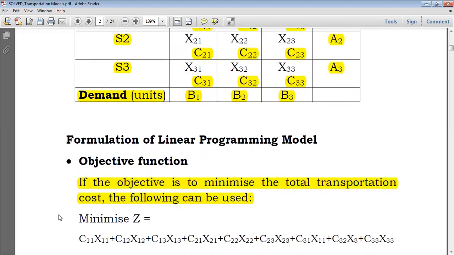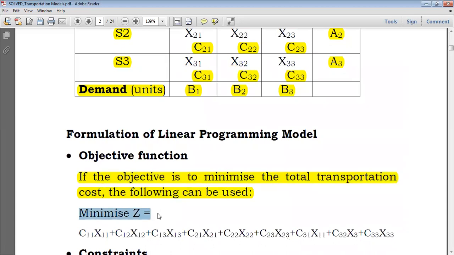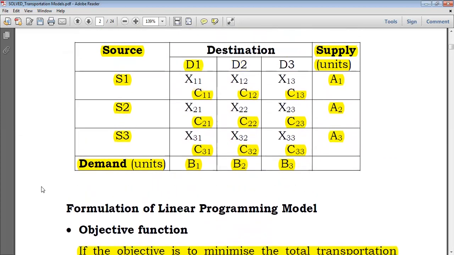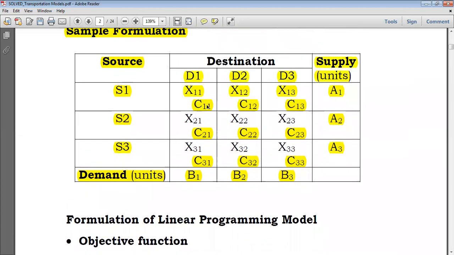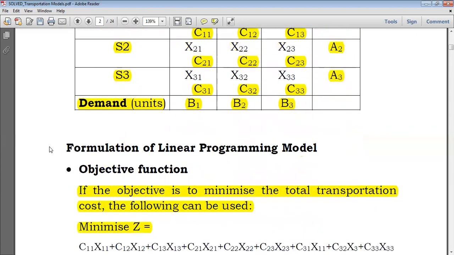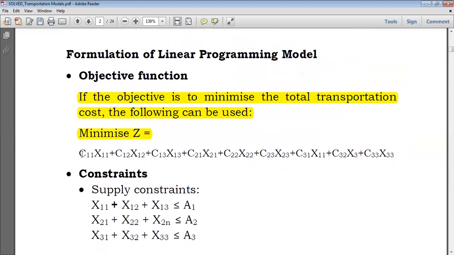Since you're minimizing transportation cost, you say minimize Z equals, you sum all the costs that have been used here. Now, as I told you, C11 is the cost per unit. These C are cost per unit and these X are units. So to obtain total cost, you take C11 times X11 plus C12 times X12 plus C13 times X13. You proceed until you finish them all. So to obtain the formula to minimize here, you start C11 times X11, C12 times X12, C13 times X13, and the first row is over.